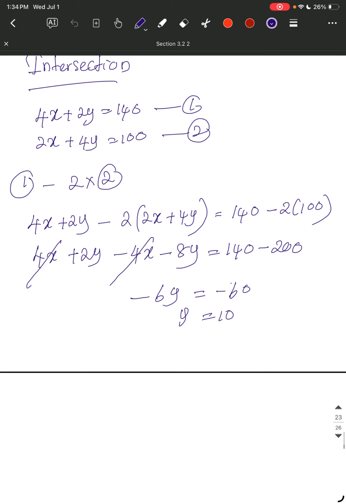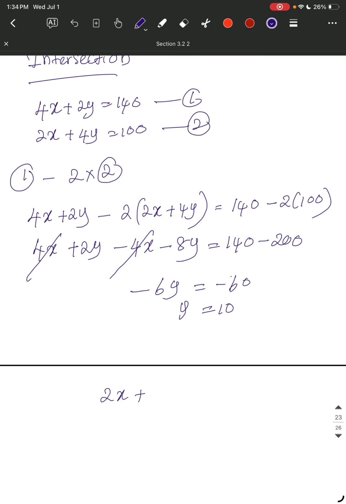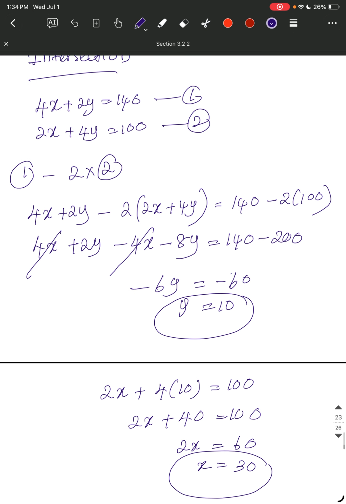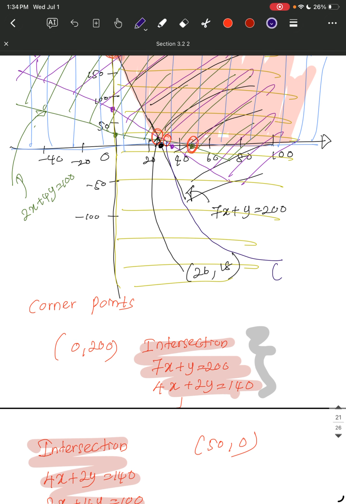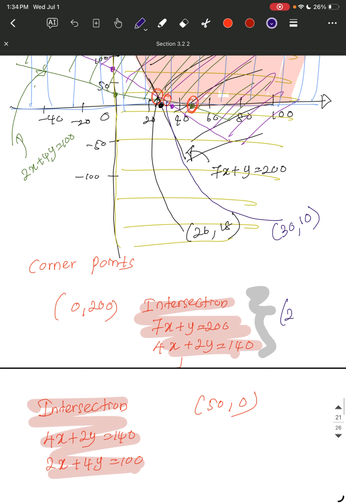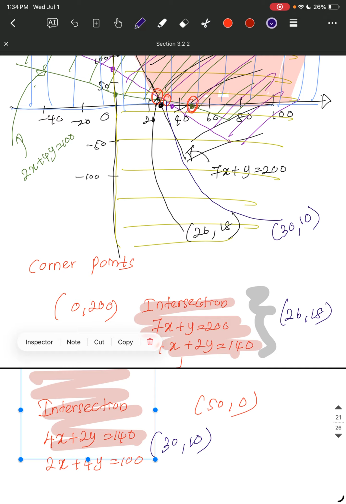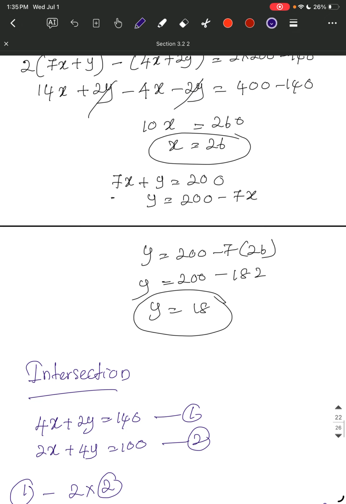Then by substituting y, 2x plus 4 times 10 equals 100. 2x plus 40 equals 100. Then 2x equals 60. X equals 30. So the second intersection point here, x equals 30 and y equals 10. Okay, so 26, 18, this is 30, 10. So we know all four corner points.